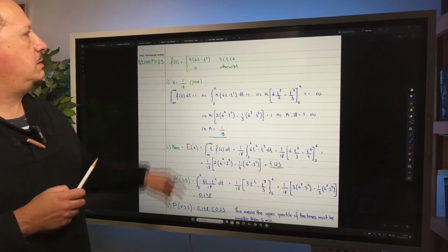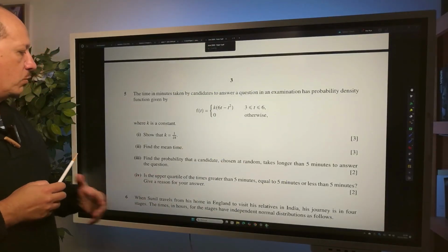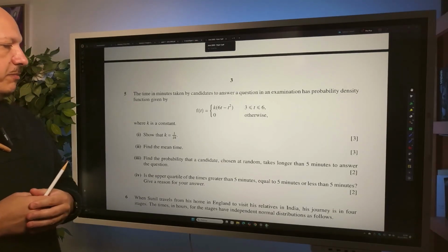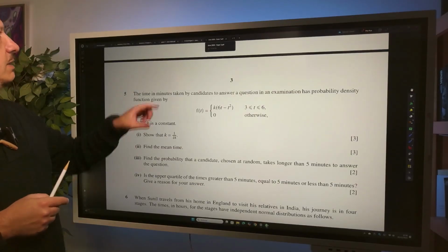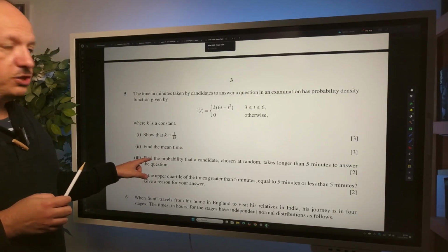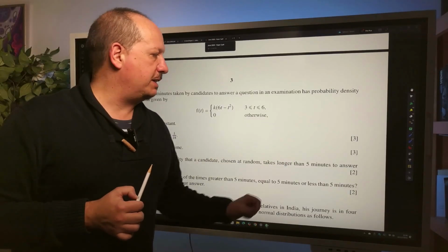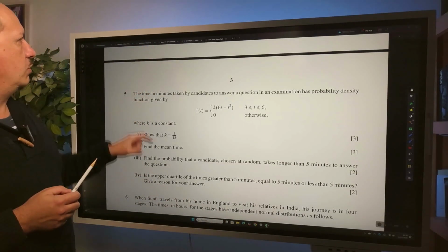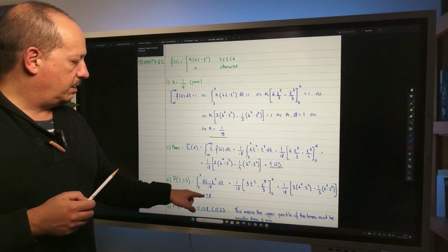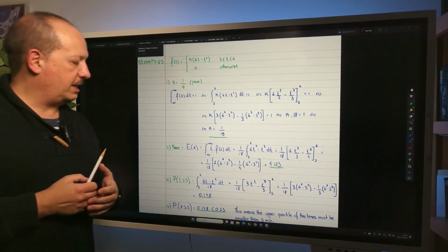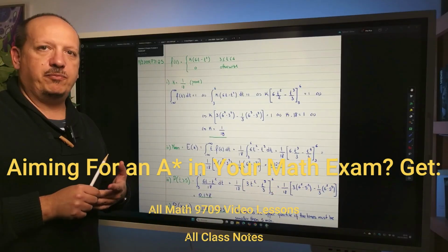And the last one, I don't think you have to calculate anything. Is the upper quartile of the times greater than 5 minutes, equal to 5 minutes or less than 5 minutes? Give a reason for your answer. Well, on the previous question, you calculated the probability that it takes longer than 5 minutes to answer the question. And you got what value? You got 0.148. So 14.8% probability that a random student will take more than 5 minutes.